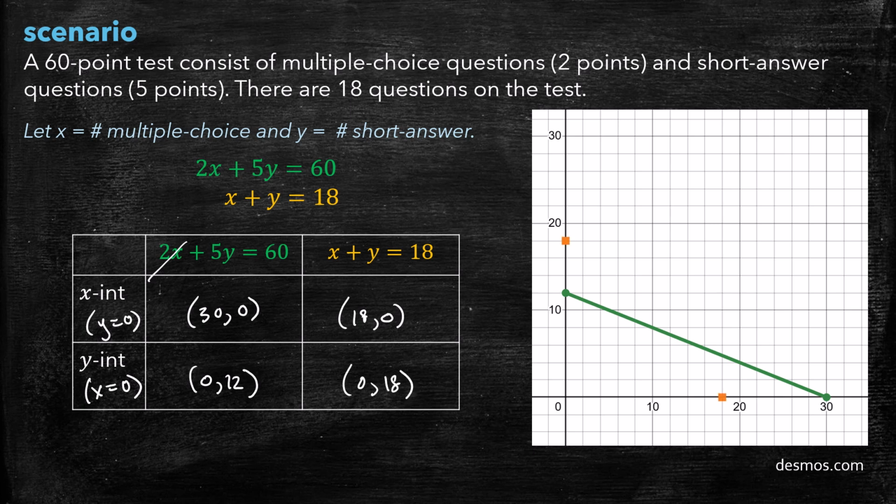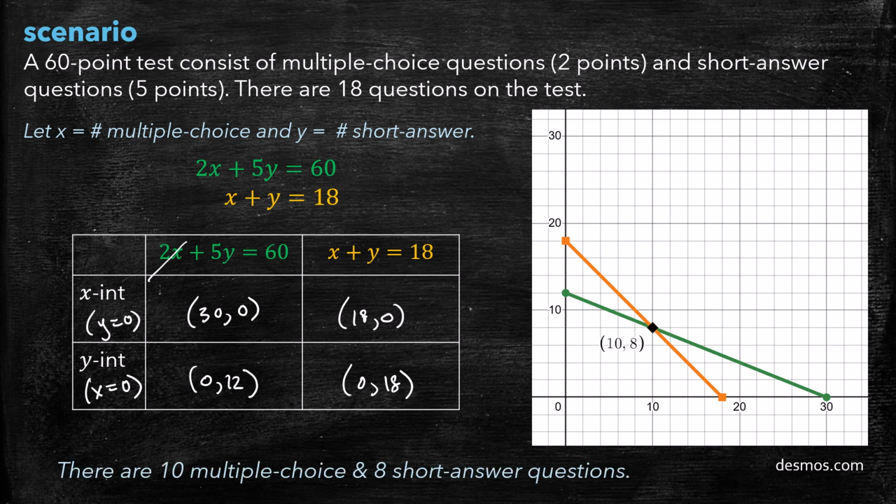So let's plot those. Let's connect. And we see that there is one point where they intersect, at 10, comma 8. And what does that mean in terms of this problem? It means that the situation where there are 10 multiple choice and 8 short answer questions would satisfy this scenario. So graphically is pretty easy to do. Why would we want to do it algebraically? Well, what if that intersection point in another scenario was a decimal or fraction? It would be virtually impossible to find graphically. So let's embark on solving systems algebraically.